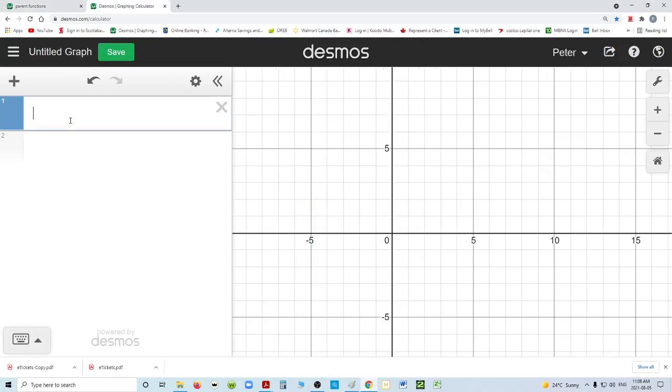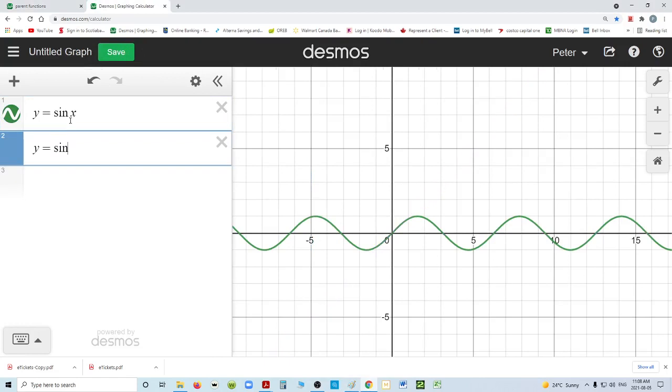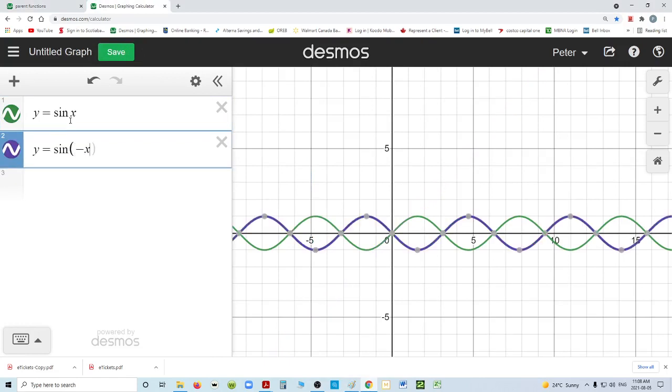So go to this. We'll do y is equal to sine of x, and we're going to do y is equal... And you're not going to see a difference, I don't think. Well, you might. Yeah, so that makes sense. That actually proves that it's odd, because I didn't get the same equation. I got an equation with a minus in it.